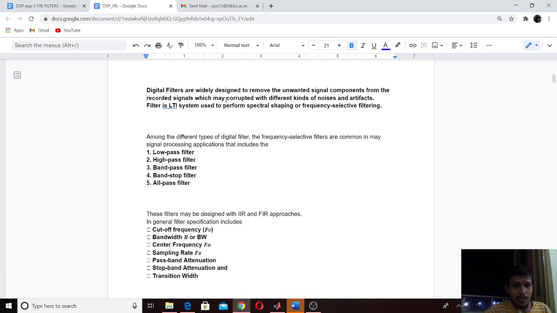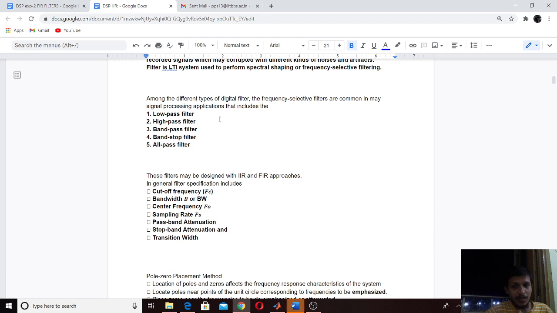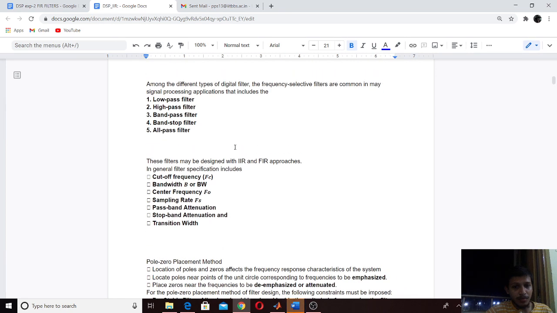An introduction. Digital filters are widely designed to remove the unwanted signal components from the received signals, which may be corrupted with different kinds of noises and other signals. So a filter is an LTI system used to perform spectral shaping or frequency selective filtering. Frequency selective filters are mainly divided into low pass filter, high pass filter, band pass filter, band stop filter, and all pass filter. These filters can be designed by using IIR and FIR approaches.